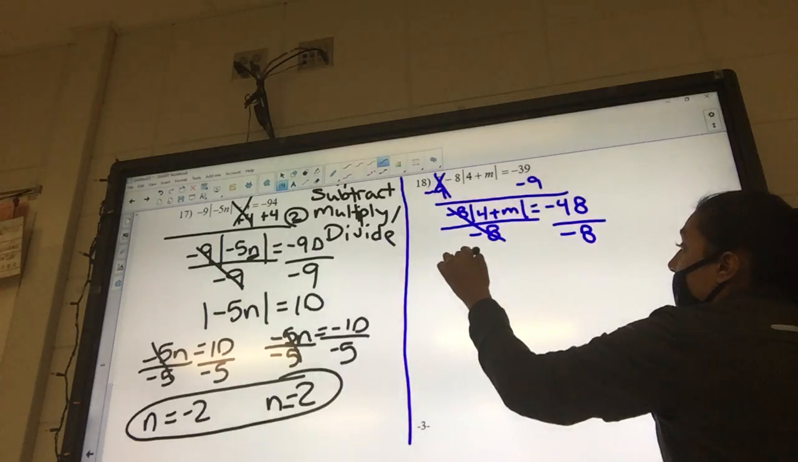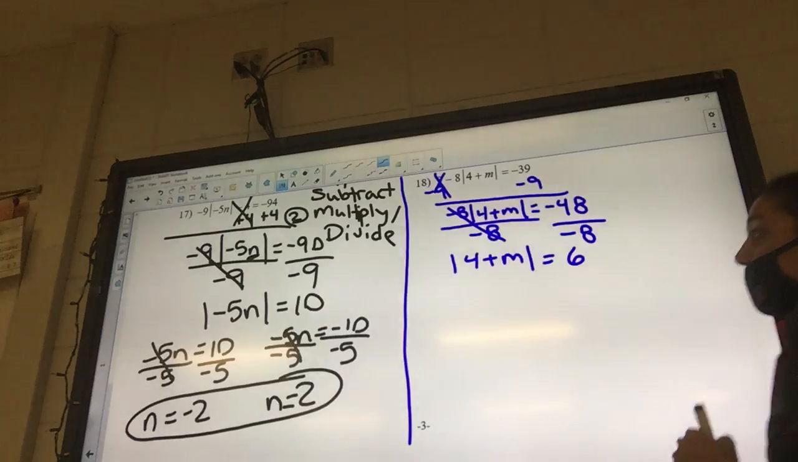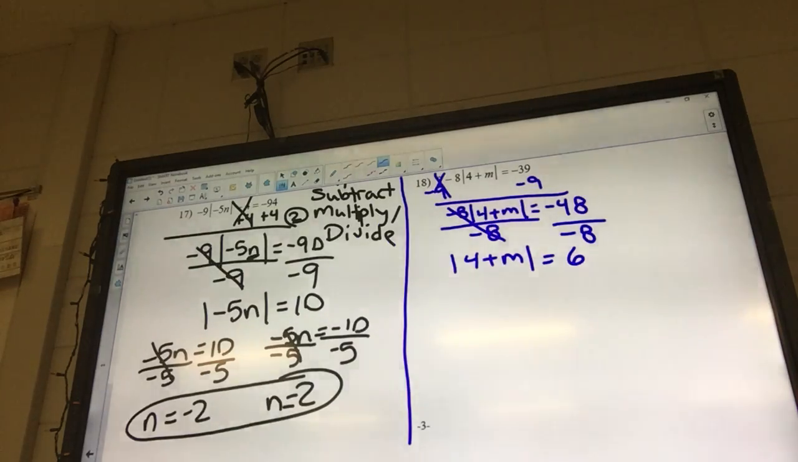So I have absolute value of 4 plus m equals 6. Okay, now, are my absolute value bars all by themselves? Yes. So now what can I do? Subtract 4. Okay, now I'm ready to write them twice. So I gotta write it twice.